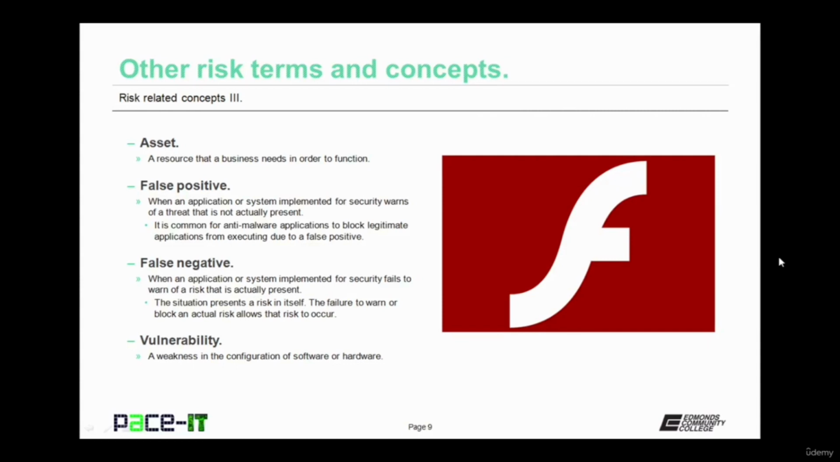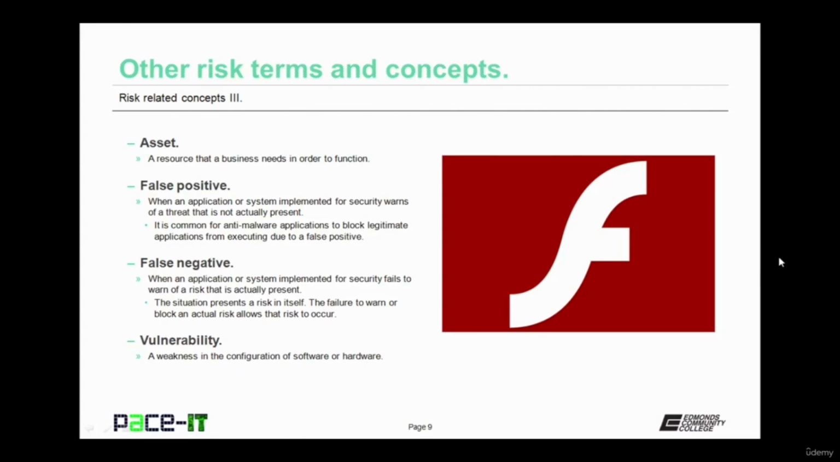This is when an application or system implemented for security warns of a threat that is not actually present. It is common for anti-malware applications to block legitimate applications from executing due to a false positive. In these situations, it may be necessary to train that anti-malware application to allow that other software package to execute.